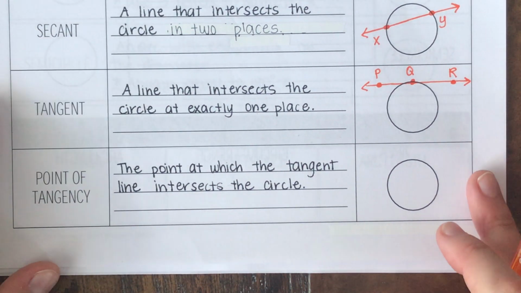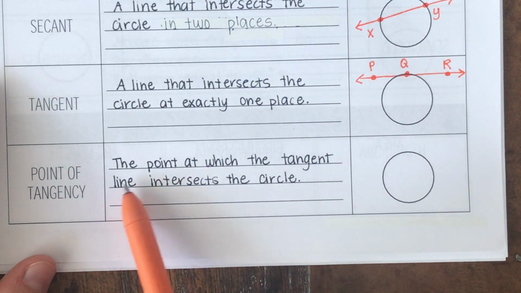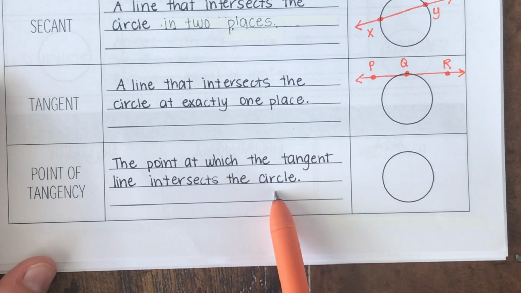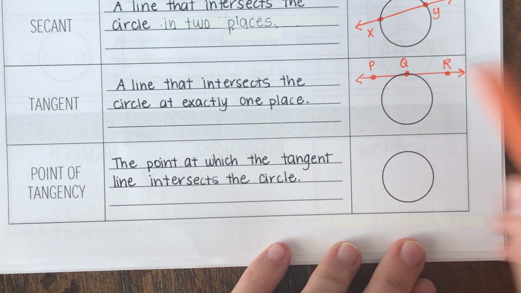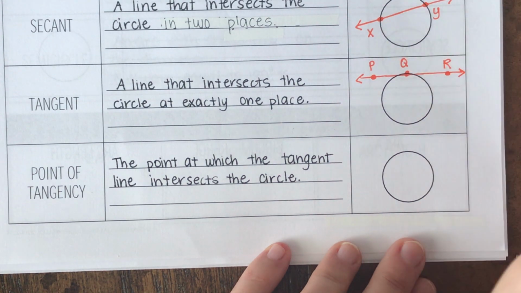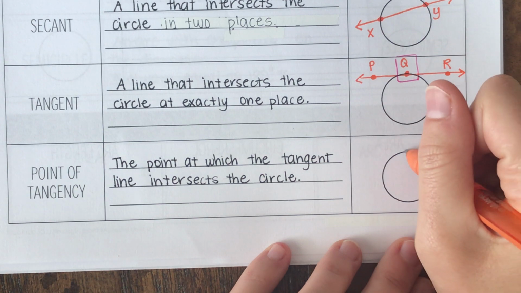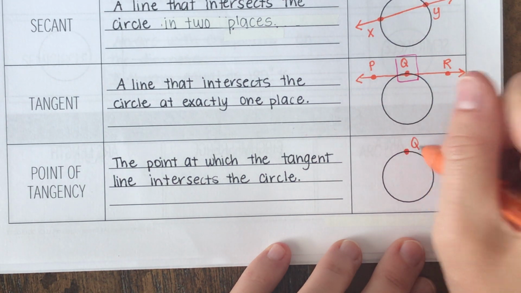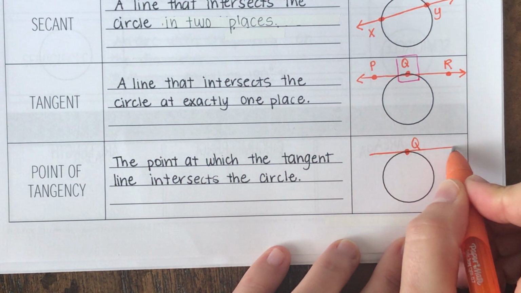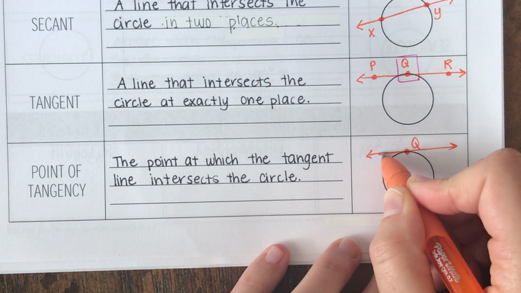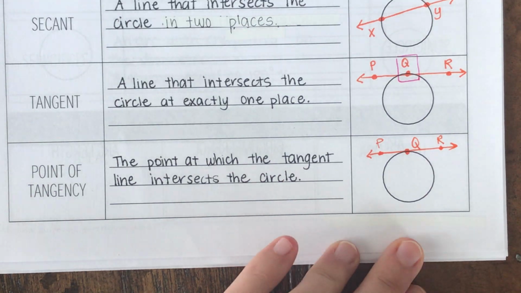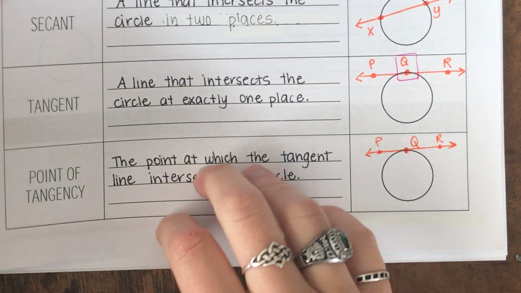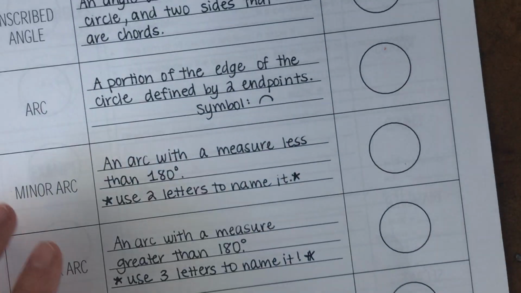Last one's called the point of tangency, and it's the point where the tangent line intersects the circle. So if I'm looking at this picture here, the point of tangency is this point Q. All right, so it's the name of the point that intersects my circle. Easy peasy. Okay, a couple more definitions.